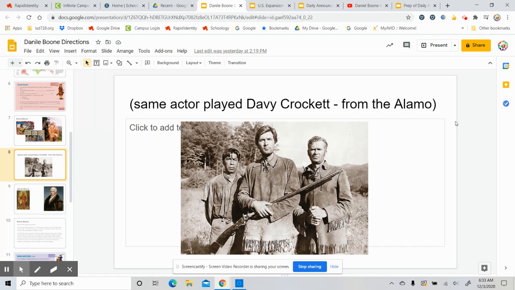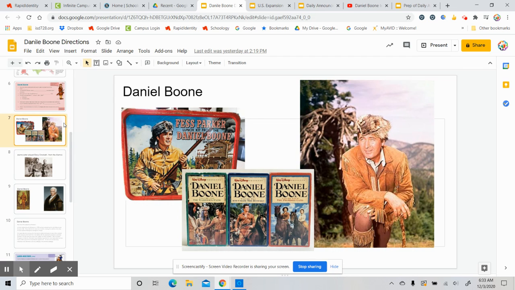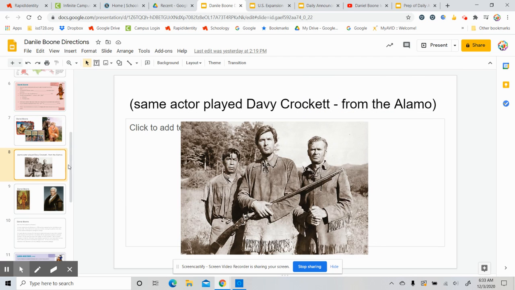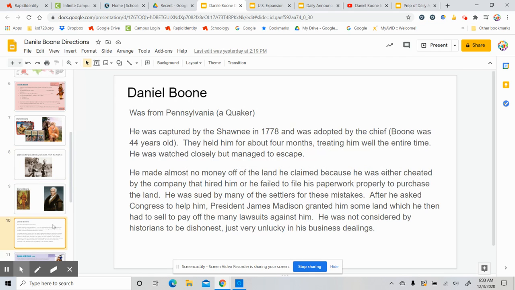Pointing out something else too, if you're searching for any pictures of him, you will come across this. This is actually the exact same actor that played Daniel Boone playing Davy Crockett. He was in the video you just watched too. Davy Crockett was a soldier fighting at the Alamo. He was also a frontiersman, and it's really hard to tell the difference between the two, especially when it's the same actor playing them. So if you happen to be looking for pictures of him or any kind of information, you'll come across this too. So just kind of a funny one.